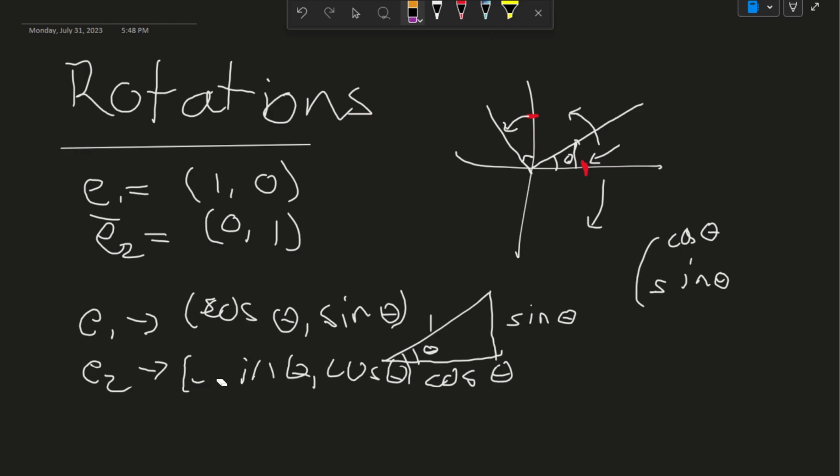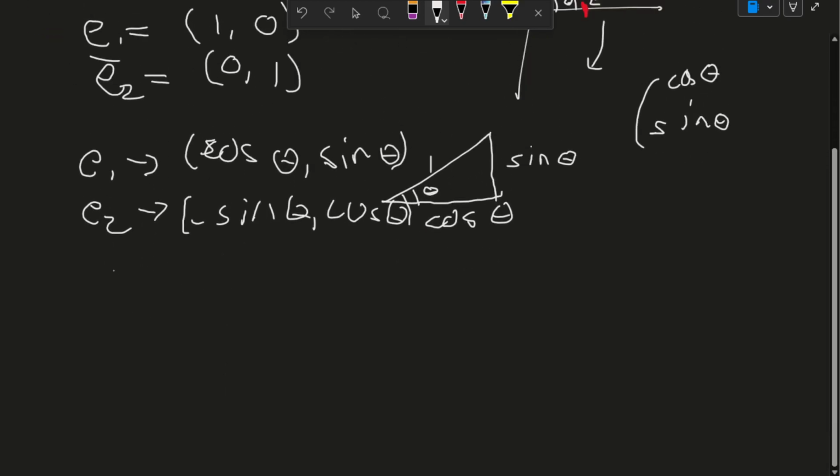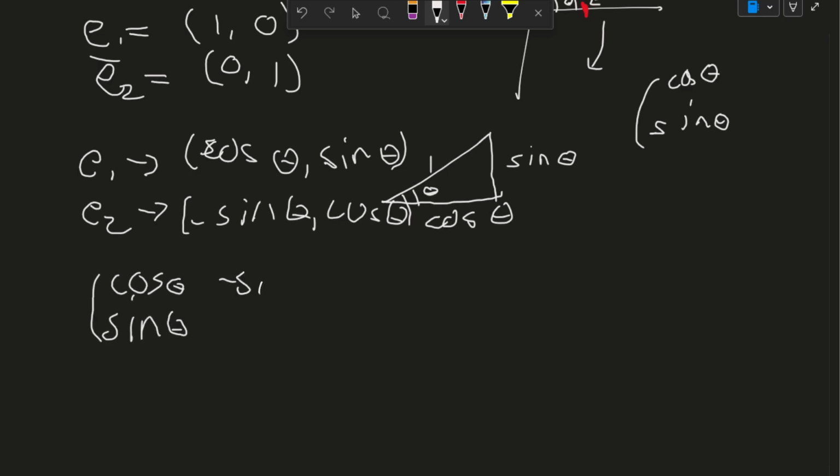So I believe I wrote this formula previously. The rotation matrix for 2 dimensions is going to end up looking like this: cosine theta, sine theta, negative sine theta, cosine theta. But again, I haven't really justified to you why this is a linear transformation. If I know that my function is a linear transformation, then I can write it as a matrix using the trick I just used.